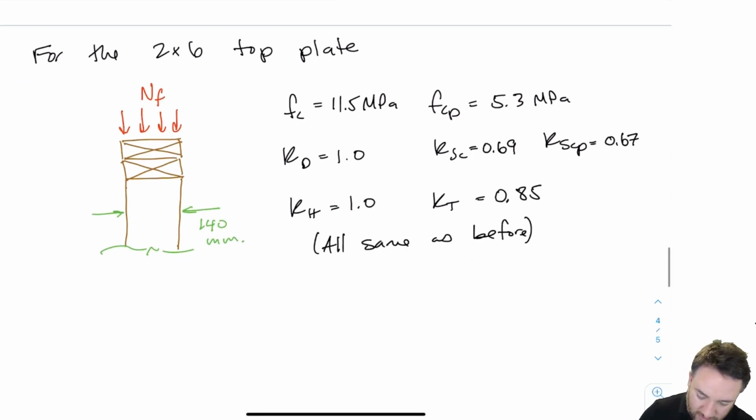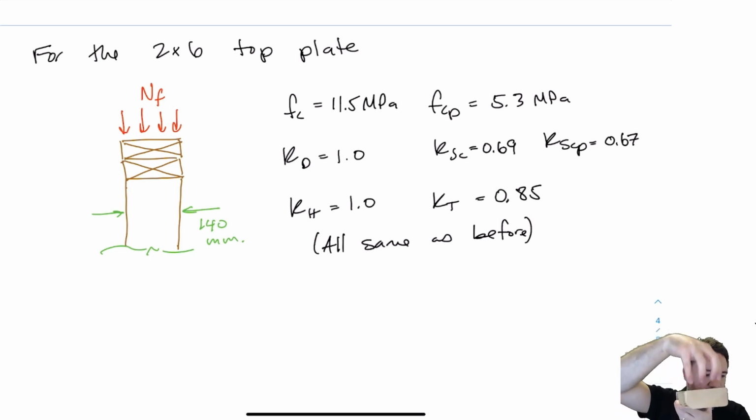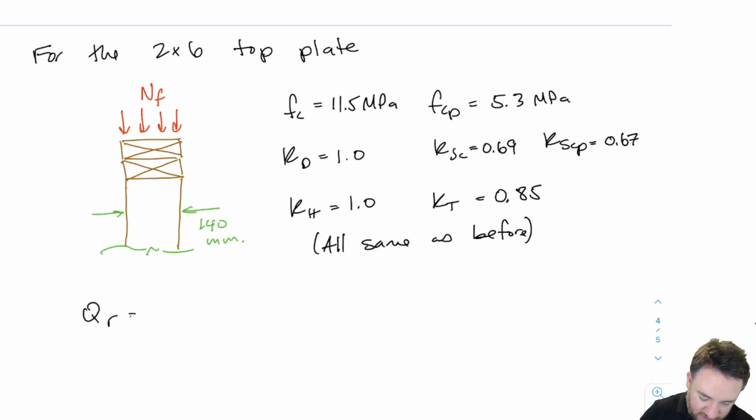Okay, so now what's the load resistance here? We're only loading perpendicular to grain on the top plate. So if this is my top plate, my load is coming here. Okay, so it's in a perpendicular to grain direction, not in a parallel to grain direction. And it's not at any angle to the grain. It's completely perpendicular. So there is no interaction that needs to be done. We're doing a regular perpendicular to grain check here. And you'll recall that this is our equation for that.